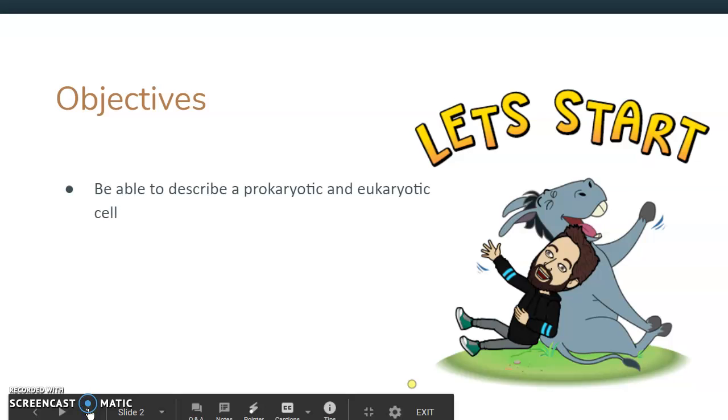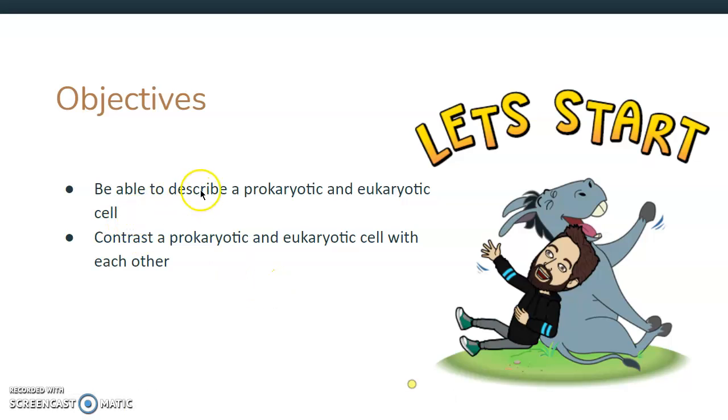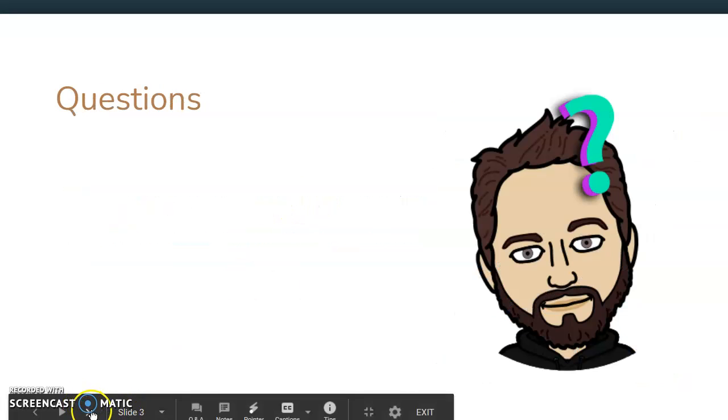Our objectives today: we're going to be able to describe a prokaryotic and a eukaryotic cell, and then contrast prokaryotic with eukaryotic cells with each other. So it's good to learn these together. There's a lot of similarities and then some very important differences as well. So I find it very good to do them side by side, learn them at the same time.